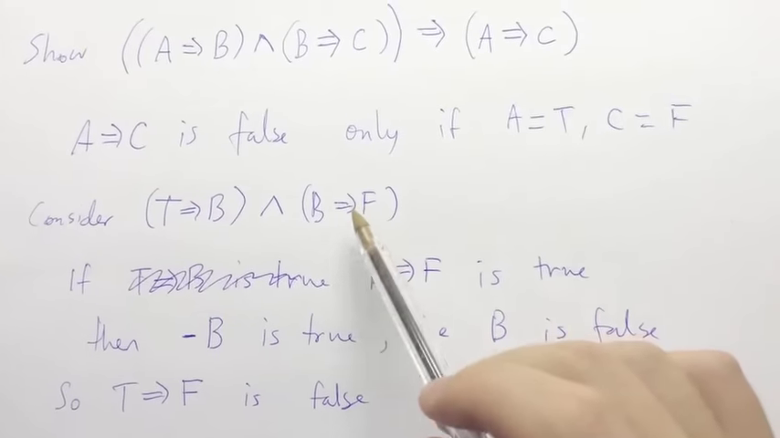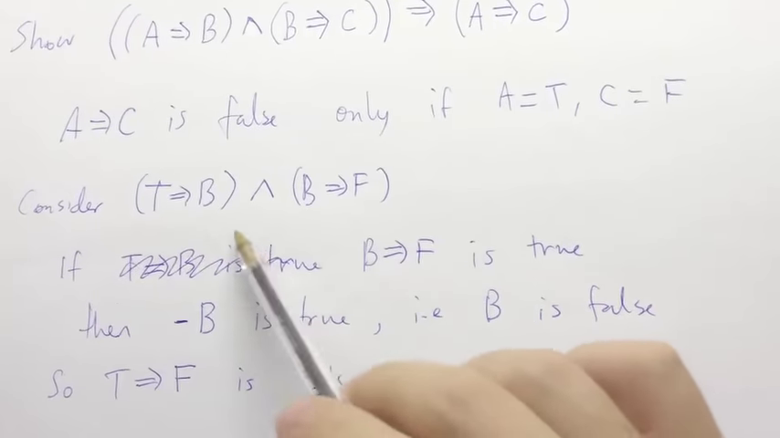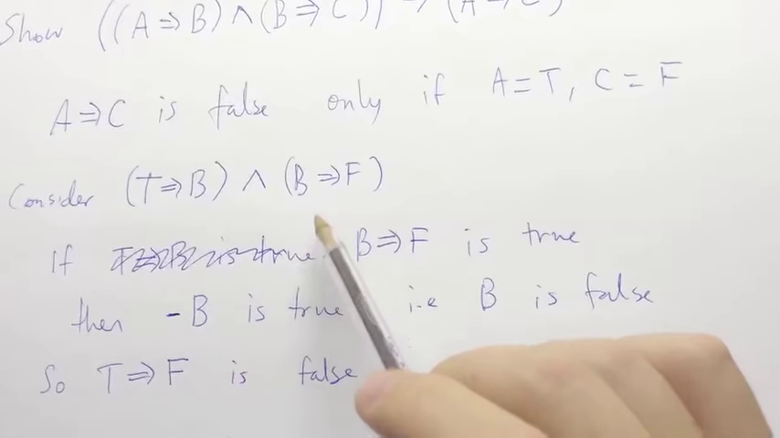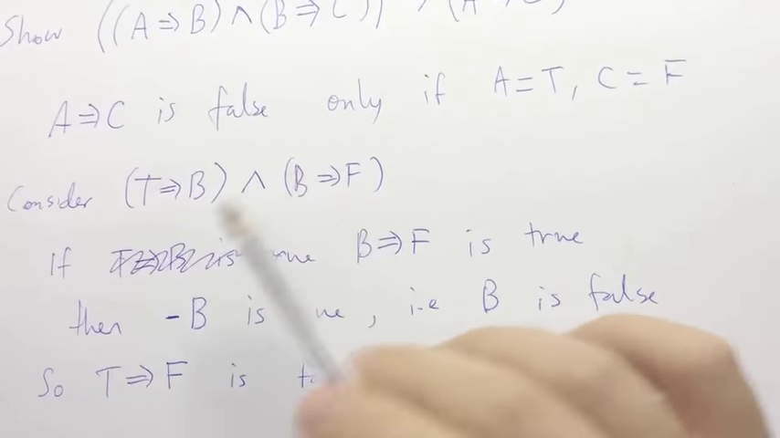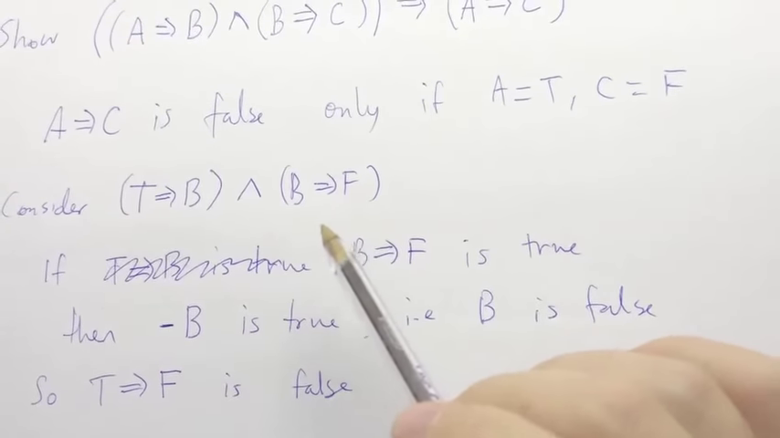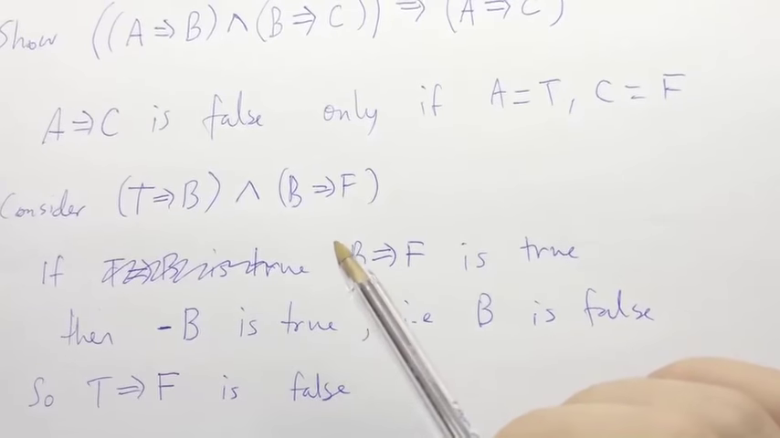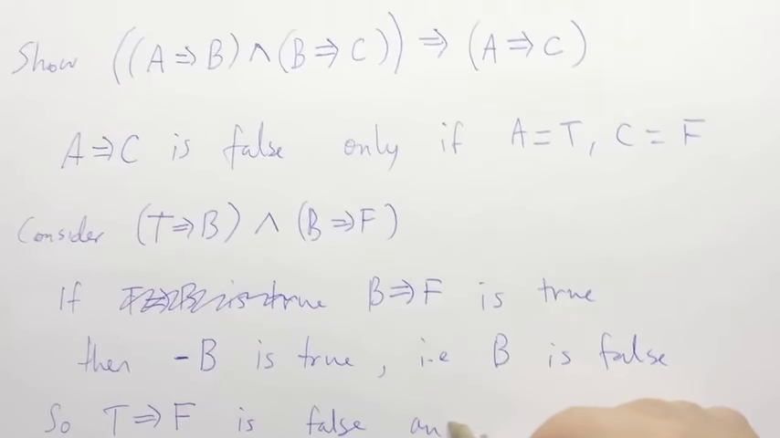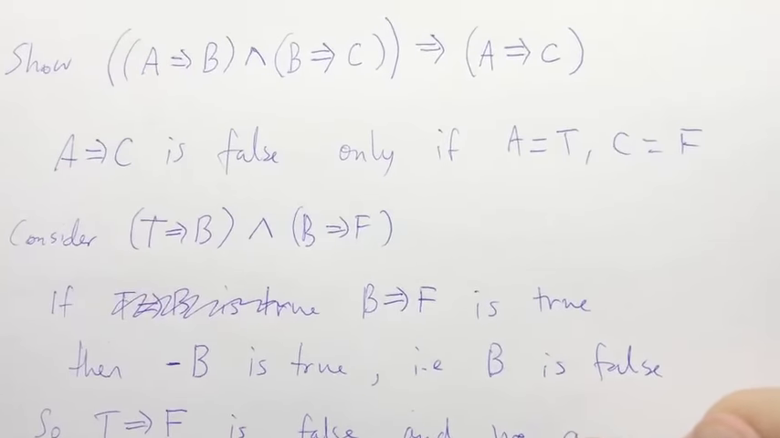Yeah, so if this one is true, then this one must be false. And if this one's false, then the whole thing's false. So the whole thing must be false. And we are done.